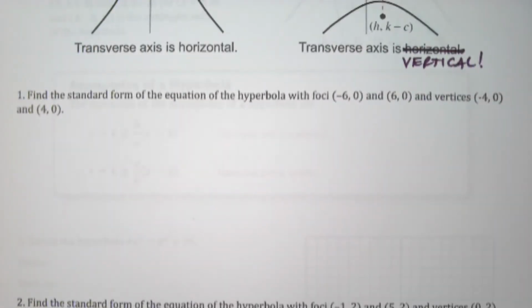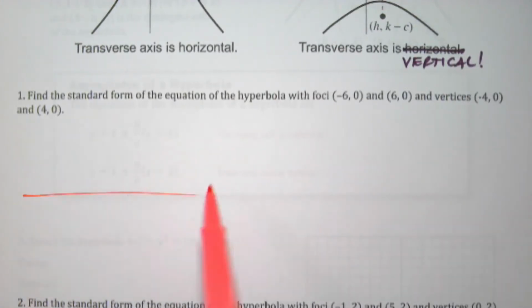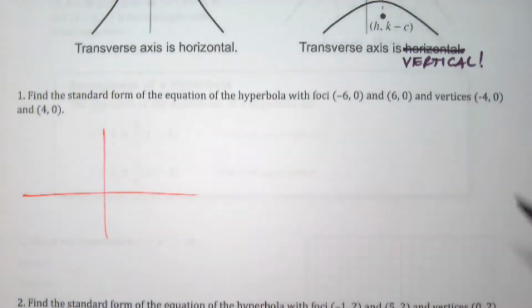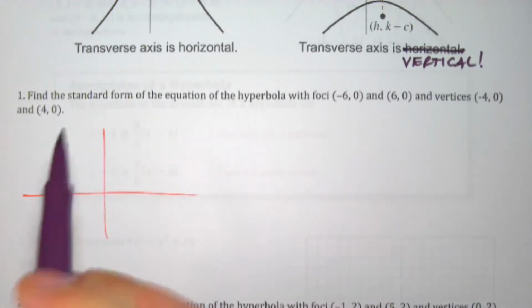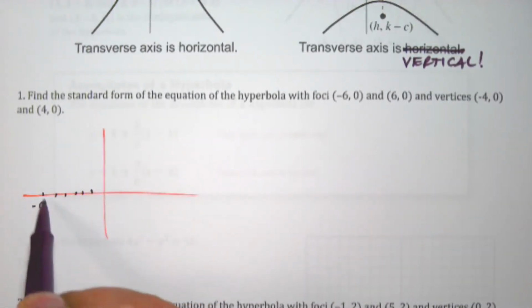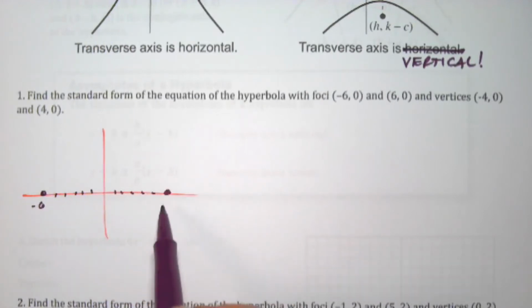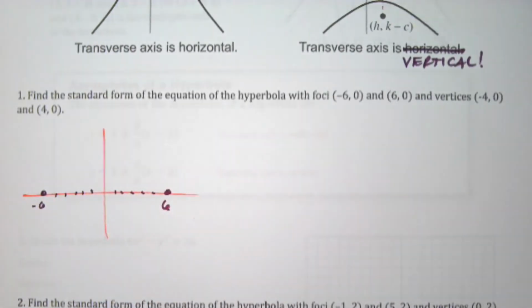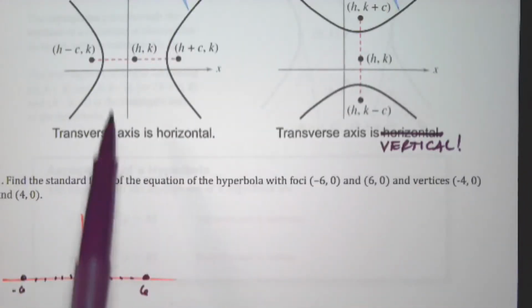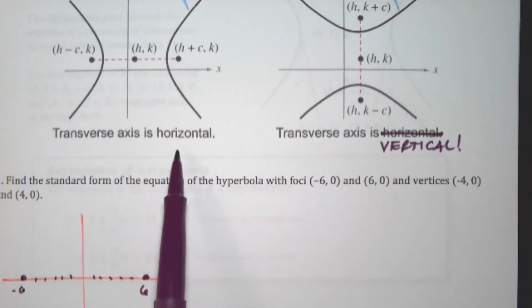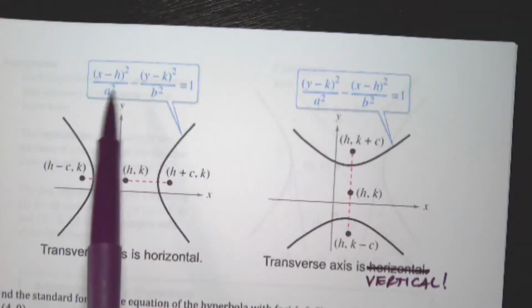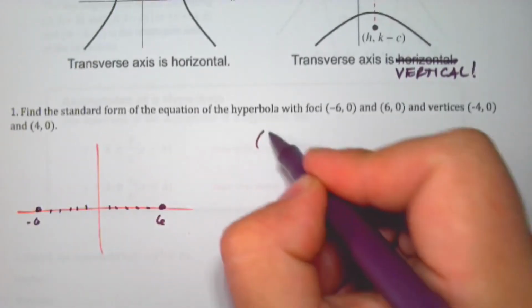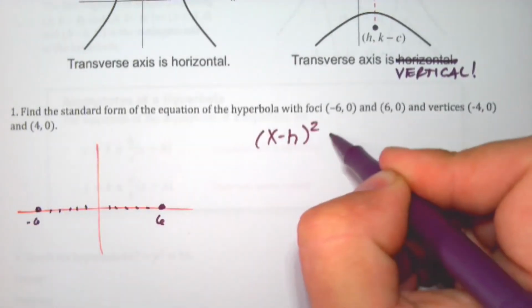So looking at number one, I'm going to do a little rough sketch just so I get an idea of where these values are placed. So as number one, we have our foci at -6, 0, and +6, 0. Right off the bat, I know two things. One, they're in line from left to right. So our transverse axis, which is connecting the vertices, is going to be horizontal. So we'll use this for standard form. And I'll just get that standard form down to let us know which one we'll be using.